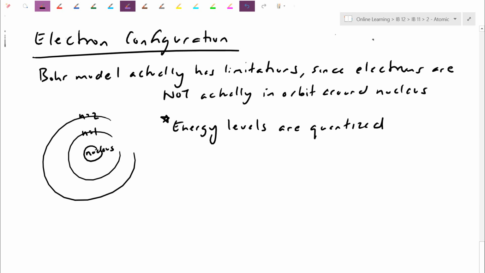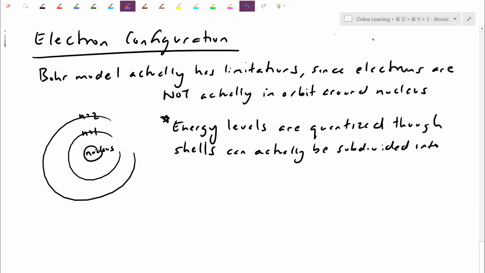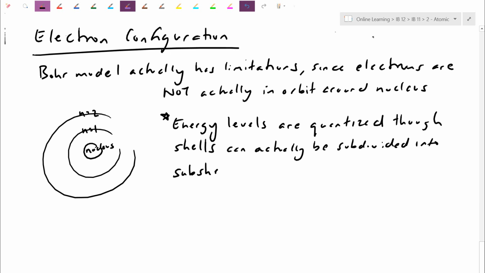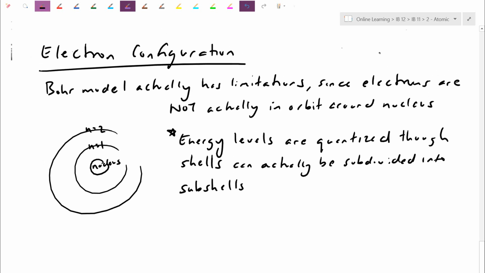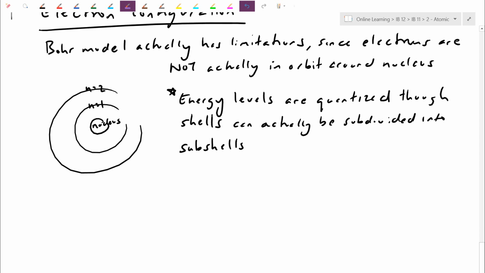However, when I take these energy levels, or what are called shells, I count them inside outside, each of these shells can actually be subdivided into subshells. So energy levels are quantized, though these shells, another name for energy level, can actually be subdivided into subshells, or using the terminology of, let's say this is an orbit around the nucleus, we're going to call these ones here orbitals.